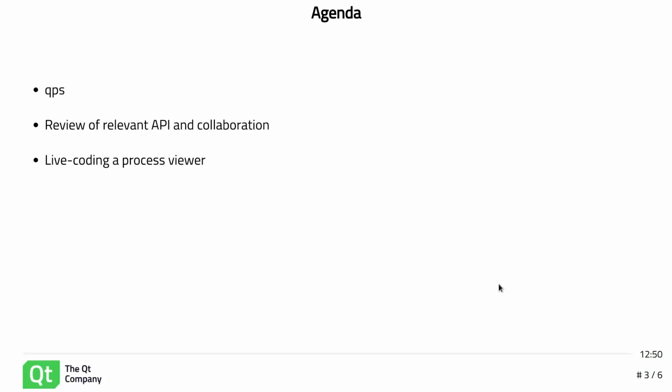I'll introduce in this session QPS, which is an existing widget application that I'm basically trying to live code or recreate. And we'll go through the relevant API and the collaboration between the view and the model, and then we'll jump into the code.